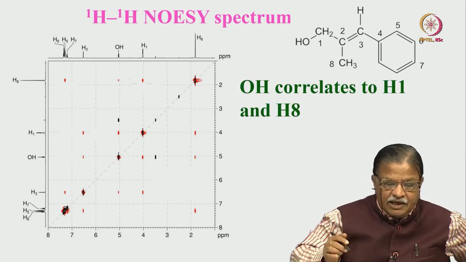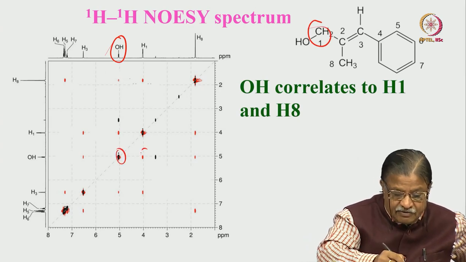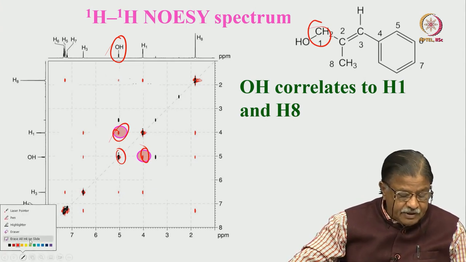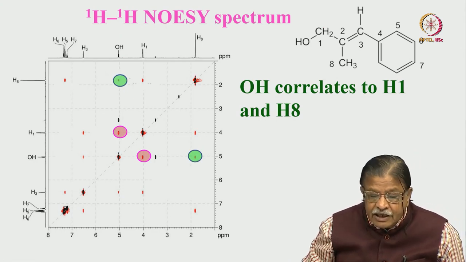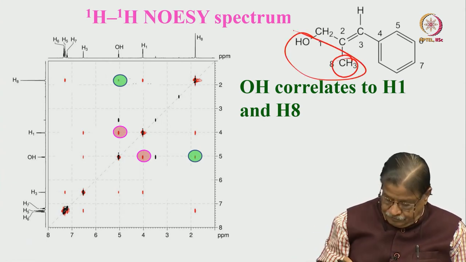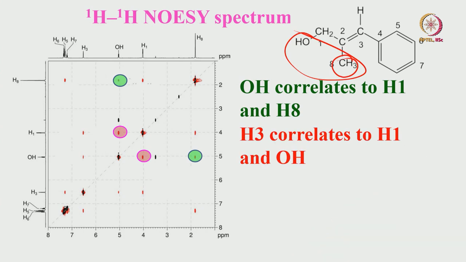OH correlates to H1. This is an OH proton, and it correlates to H1 here, you see, there is a correlated peak, these two are correlated. And then OH is also correlating to H8, this one, which tells me these two are on the same side, especially close to each other. H3 correlates to H1, and it also correlates to OH.